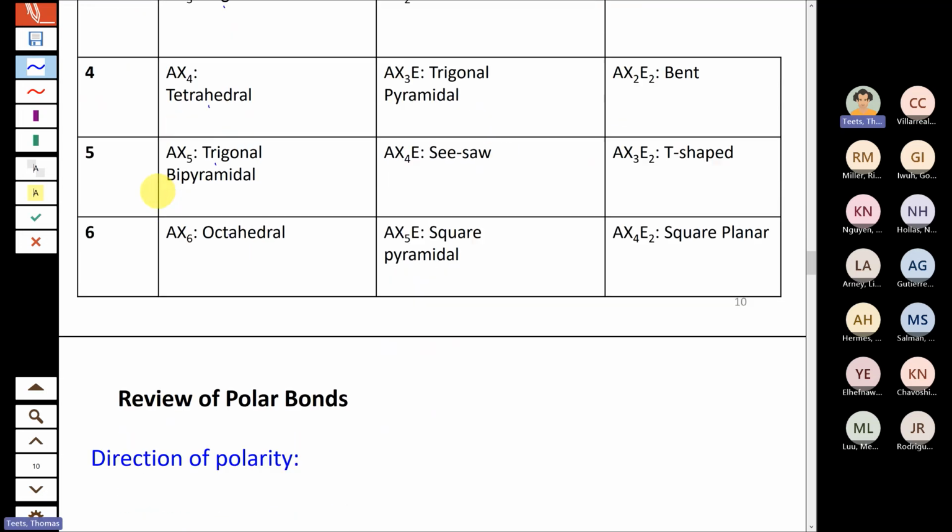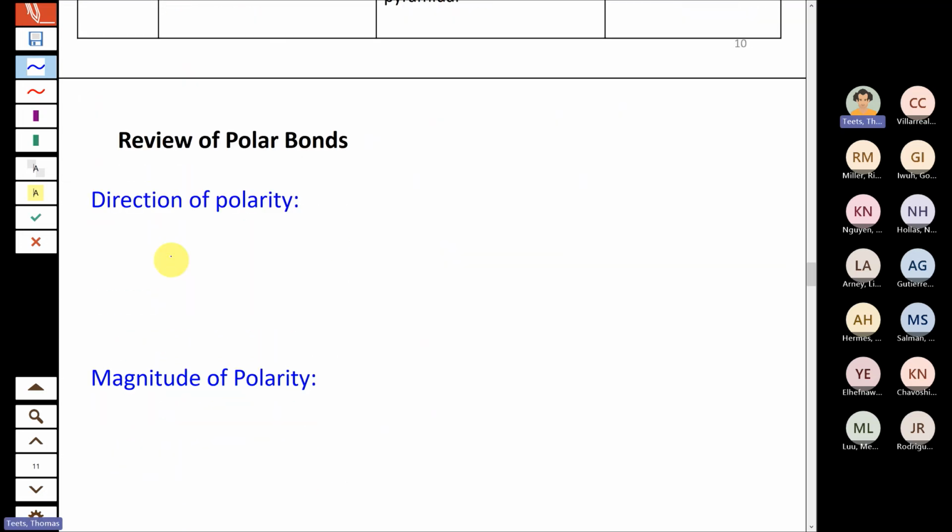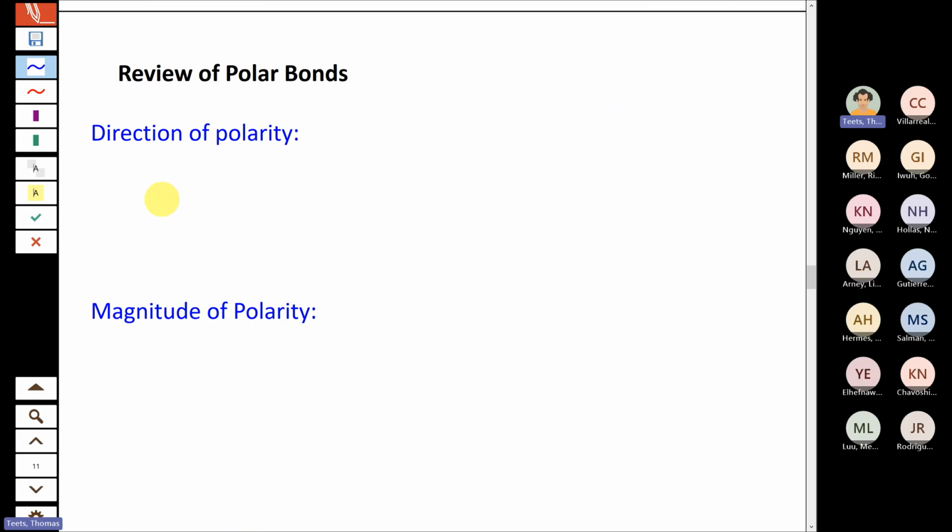All right, what we're going to move into today then for the rest of the time is one of the things that we can predict from VSEPR, the polarity.